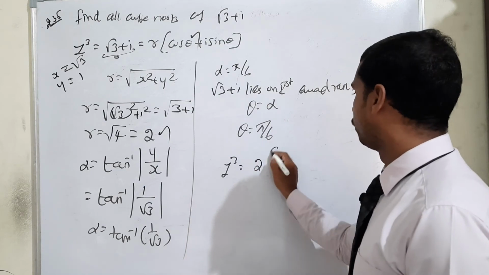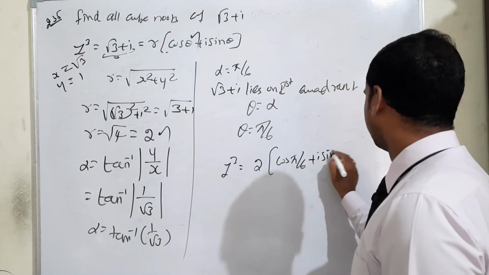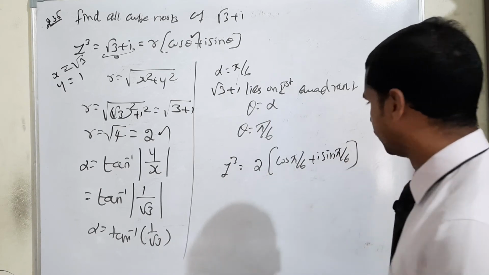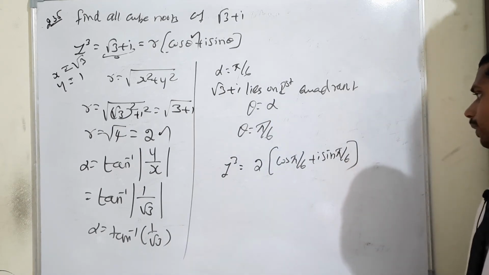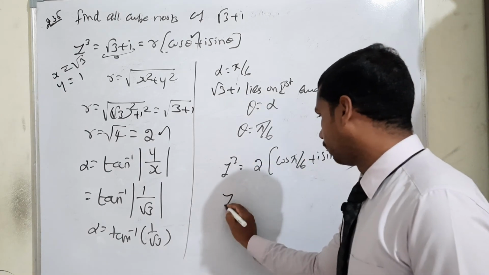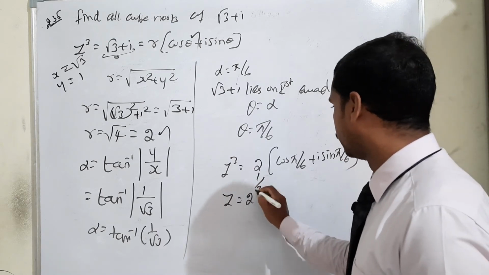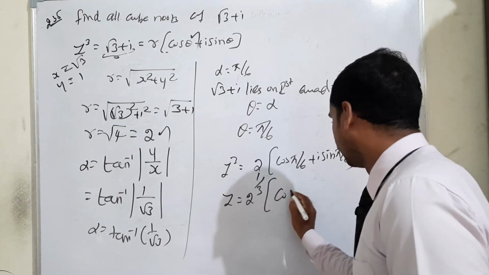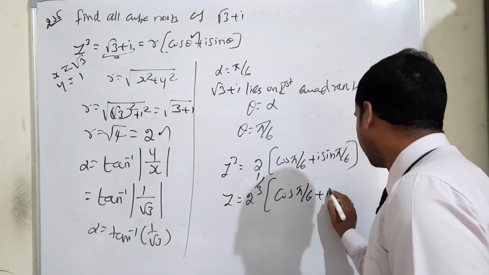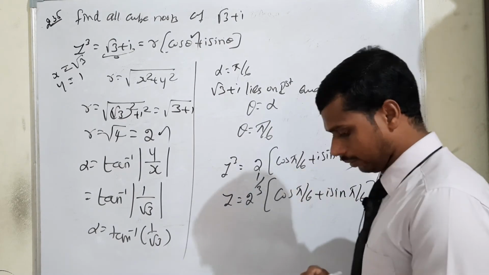So z is equal to cos pi by 6 plus i sin pi by 6, isn't it? Then cube, bring to the opposite side, means z is equal to 2 power 1 by 3, again cos pi by 6 plus i sin pi by 6, the whole power of 1 by 3.